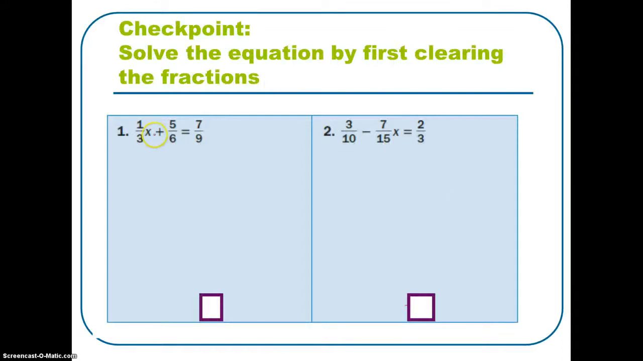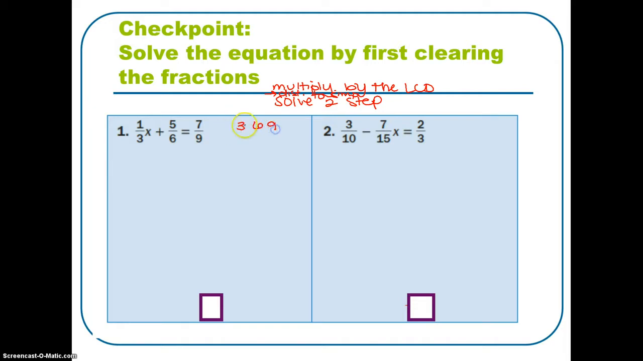Solve these equations by first clearing the fractions. Remember, to do that, you have to multiply by the LCD and then solve a two-step. Actually, in between there, you might have to use distributive property to simplify. Pause the video and try 1 and 2 by yourself so you get some practice with solving these types of problems.